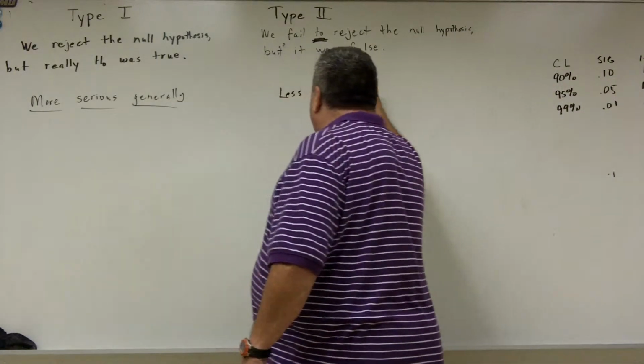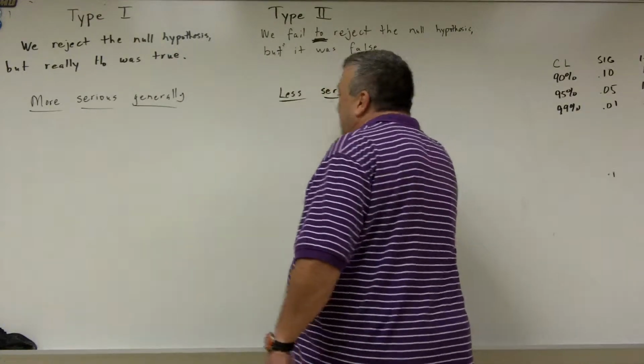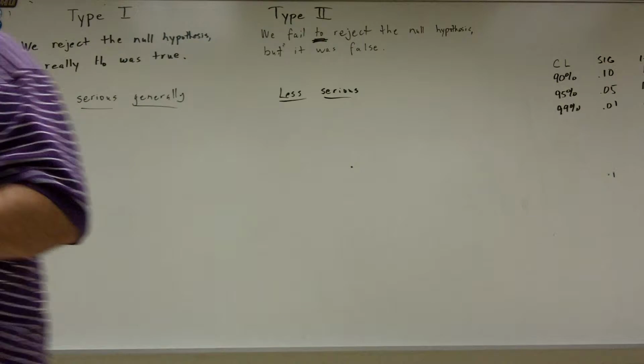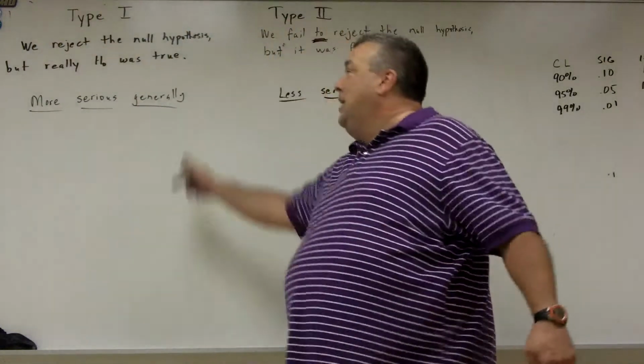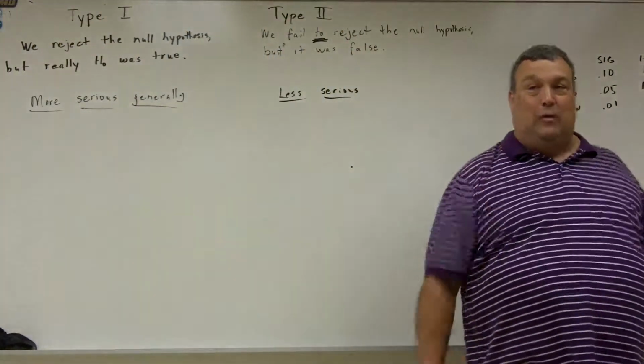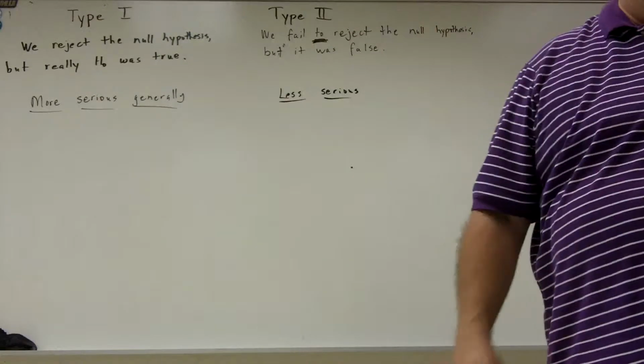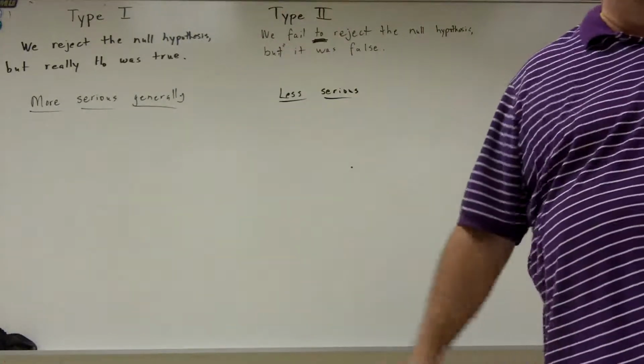Let's talk about a court of law. In a court of law, your null hypothesis is the defendant is innocent until proven guilty. Type 1, this is what we've done in a court of law. We found this guy guilty of murder and he didn't do it. We give him the electric chair.